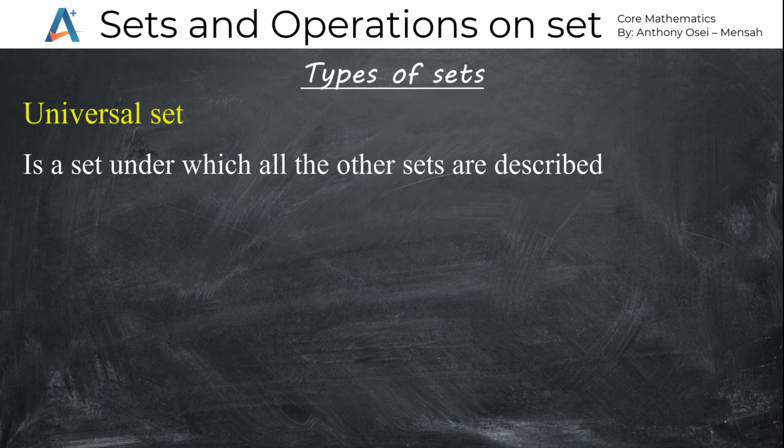So a universal set must have a symbol, U or this symbol. So the two of them can be the symbol for universal set, or universal set can be denoted as U or this. So that is the symbol for universal set. So we take note of that.